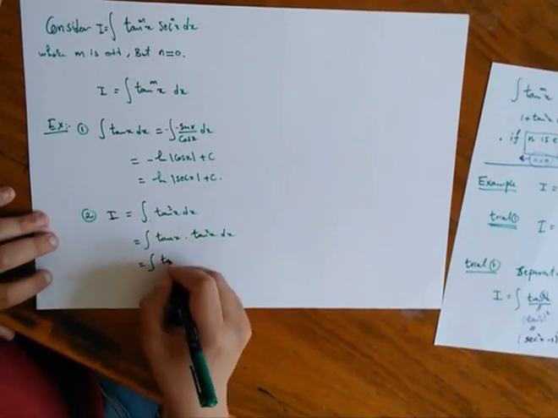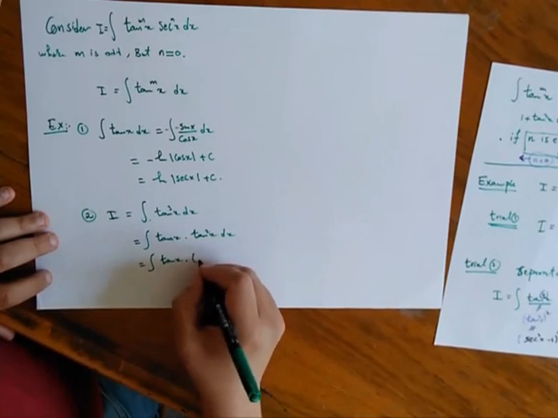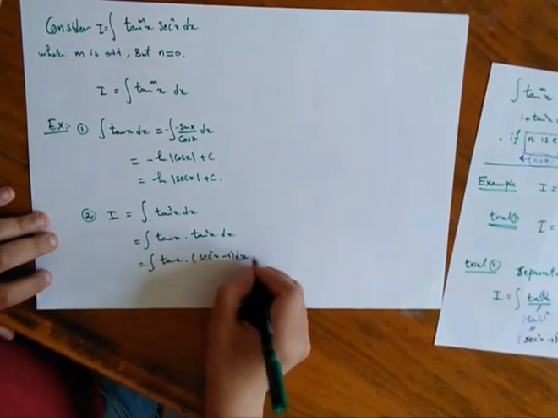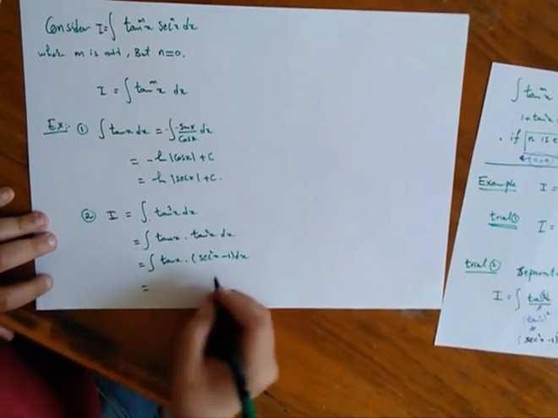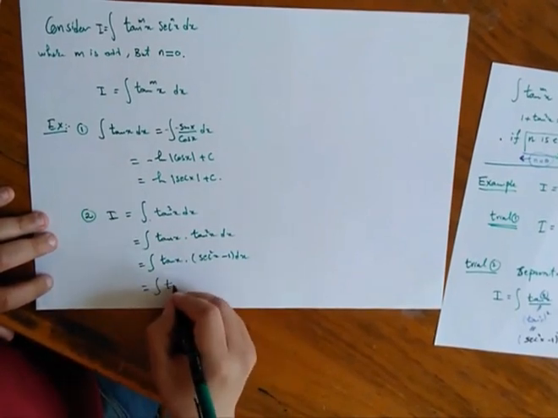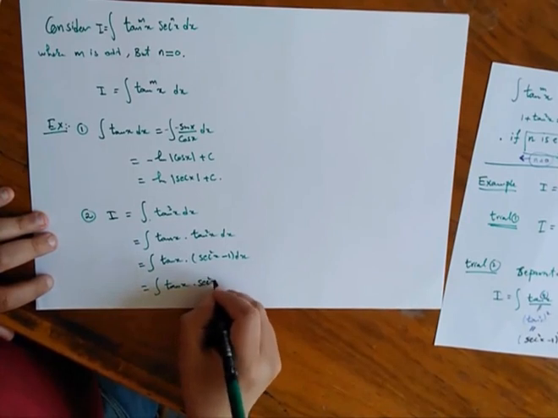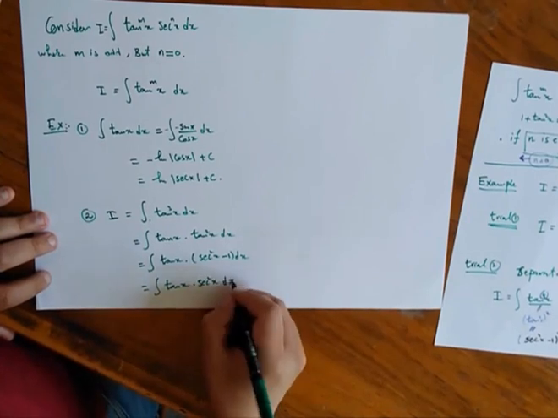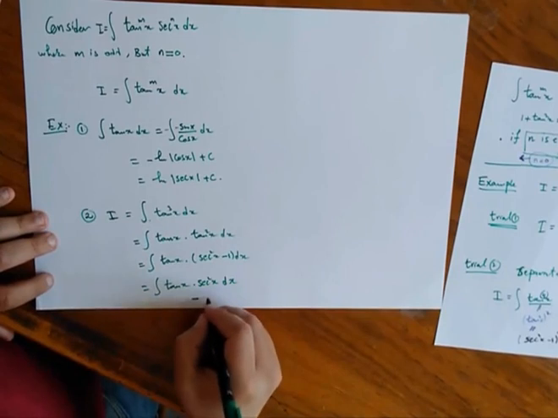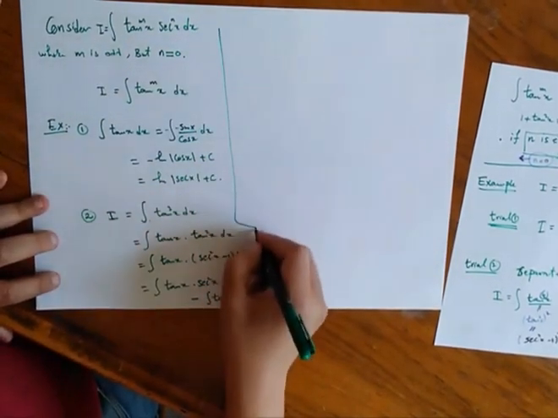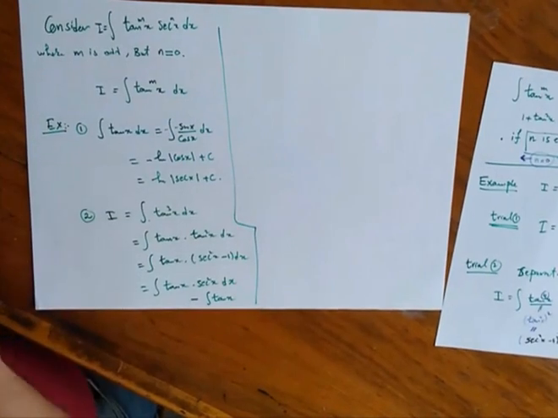So we will have tan x times secant square minus 1 with respect to x. So the first integral will be tan x times secant square x dx, minus the second one, which is the integration of tan x. And actually this is not hard.